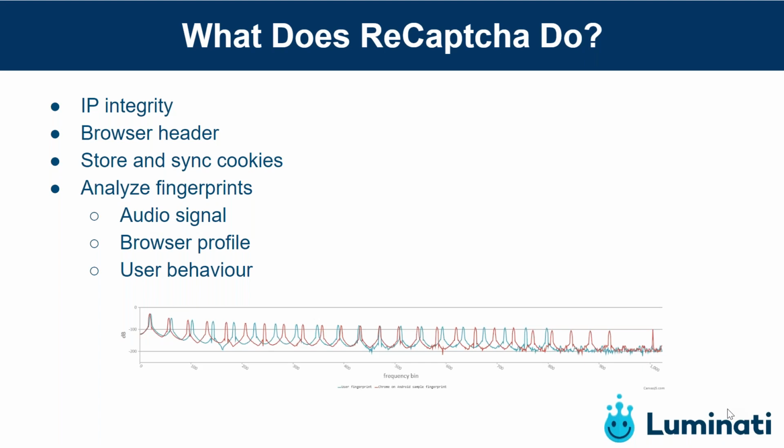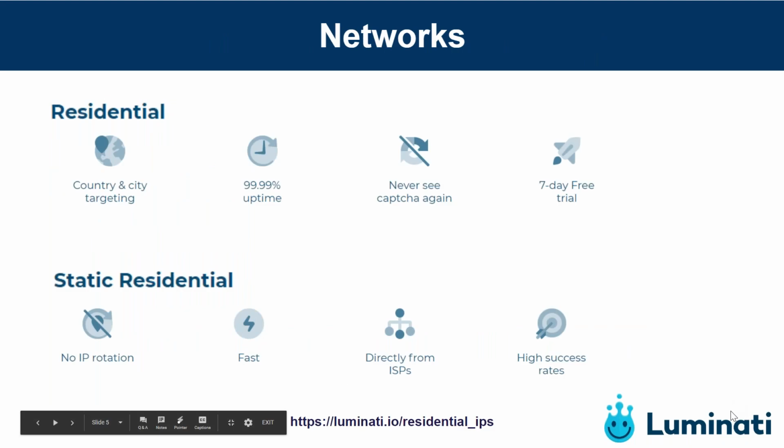So what actions should be taken to prevent ReCaptcha or getting blocked? Well, most of the websites will first check the IP integrity, which can be bypassed by using a real user IP, also known as a residential IP. So first, start by choosing your network as residential.